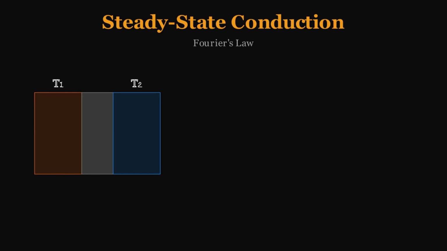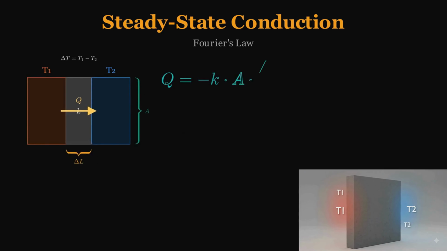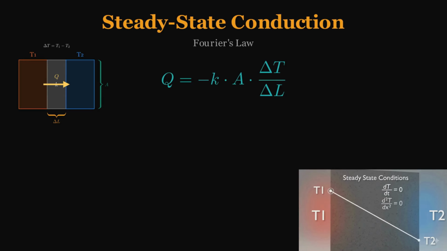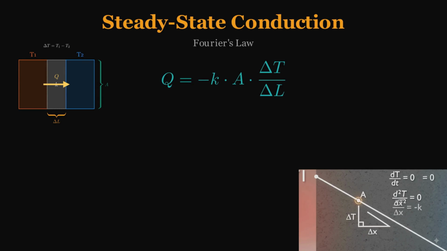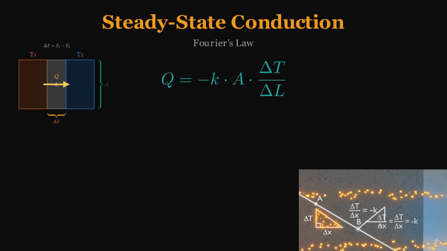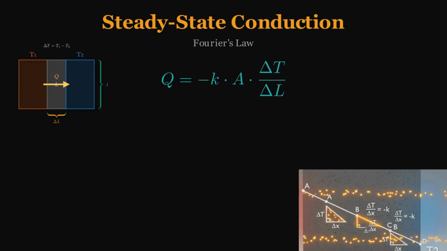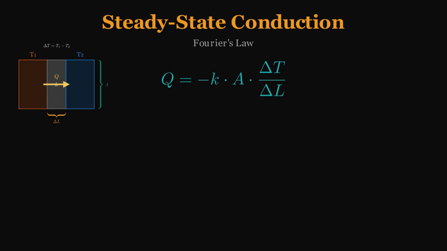In engineering we classify conduction into two regimes: steady state and transient. In steady state, the temperature at every point in the material does not change with time. Think of a wall that has been sitting between a heated room and the cold outside for hours. It has settled into a fixed temperature profile. This regime is governed by Fourier's law of heat conduction. Q equals minus K times A times delta T over delta L.